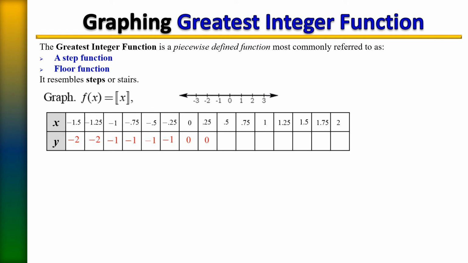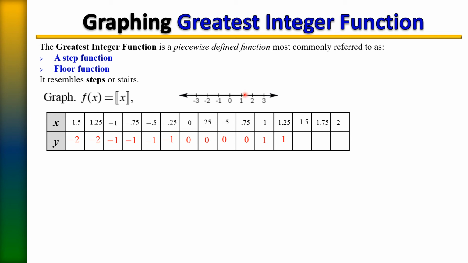Now we're at 0.25, and that would be on the positive side to the right. That's between 0 and 1. However, we want the integer that is less than that value, so we're going to move to the left, and that would be 0. Same thing for a half. That's still 0. It's going to be that way all the way until you get to your next whole value, which is the integer 1.